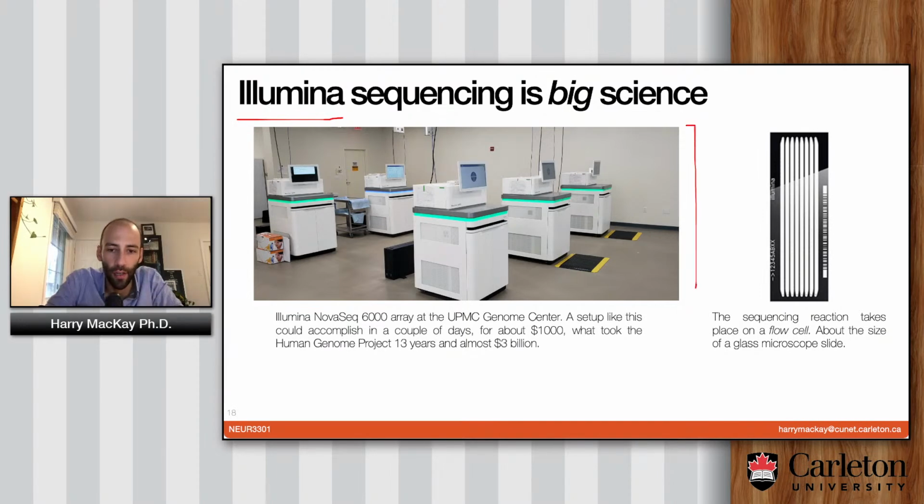This is the University of Pittsburgh Medical Center Genome Center. These are Illumina NovaSeq 6000 machines. These are sort of state-of-the-art machines. The sequencers all look like this. They look like big photocopiers, kind of.